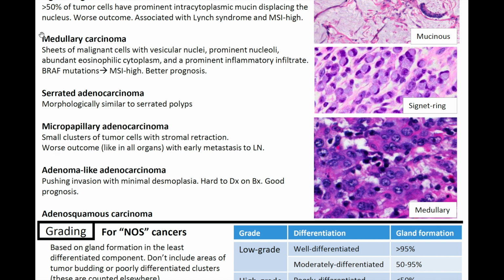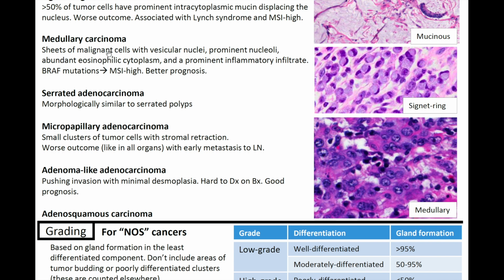Let's see here. Next up we've got medullary carcinoma, bottom right. Medullary has sheets of malignant cells with vesicular nuclei, kind of an open chromatin pattern, with prominent nucleoli that we see here, abundant eosinophilic cytoplasm, and a prominent inflammatory infiltrate. You're going to see a lot of inflammation, like lymphocytes and other inflammatory cells in the background. This often has BRAF mutations and is associated with MSI high, and actually has a better prognosis, medullary does.